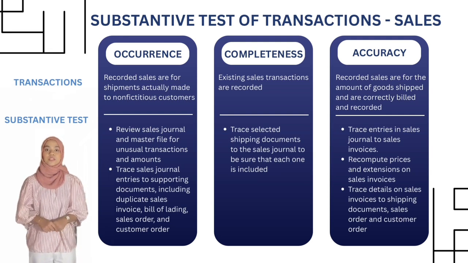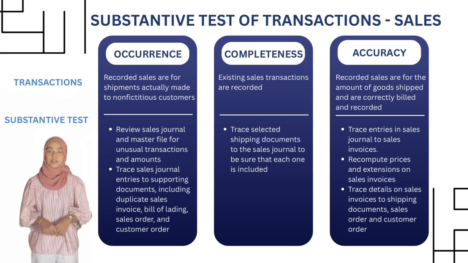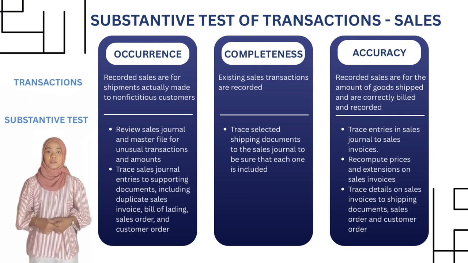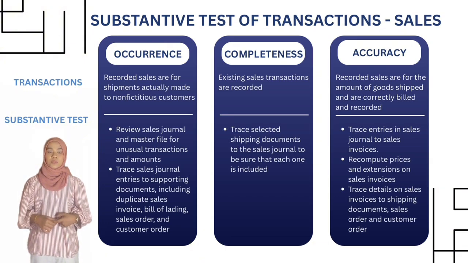Third, accuracy. The accuracy assertion ensures that the sales are recorded at the correct amounts based on the quantity of the goods shipped and the agreed price. To verify this, auditors trace entries in the sales journal to the original sales invoices. They recompute the prices and extensions on the invoices to check for mathematical accuracy. In addition, they compare the details on the invoice with the related shipping documents, sales orders, and customer orders to make sure everything matches correctly.